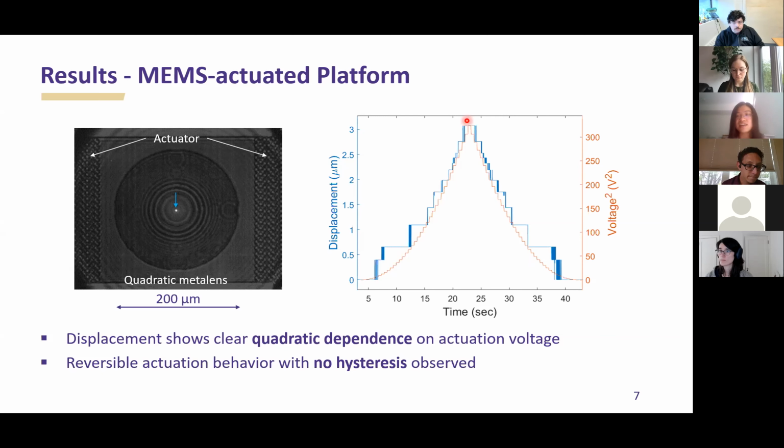All the steps here are actually from the resolution limit of the IR camera, so it's not actually in the displacement themselves. But if you look at the graph in general, you can see this is a ramp up in voltage and ramp down in voltage. And you see it's very symmetric on the left and right. That means there's no hysteresis effect in this whole device, and everything responds immediately.